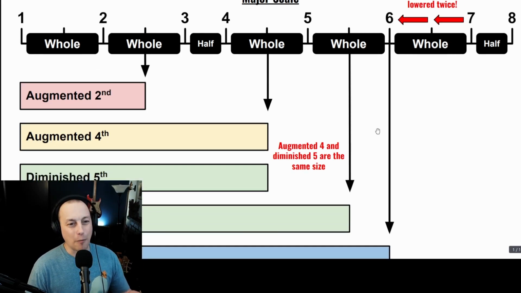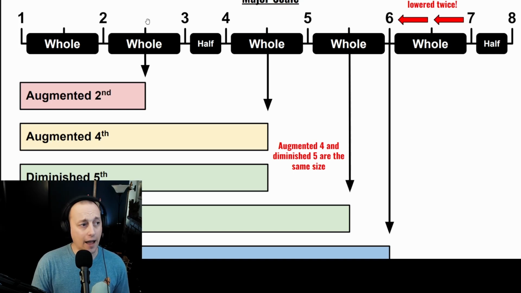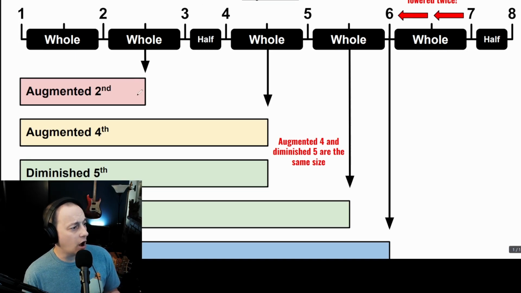Okay, augmented second. That's what happens when you take a 2 and you push it up by a half step. Okay, we have the augmented fourth. That's what happens when you take a 4 and you push it up by a half step, right? That's this spot right here.